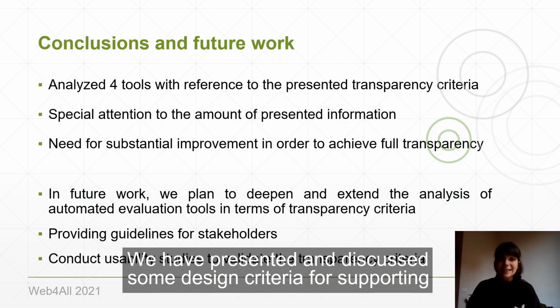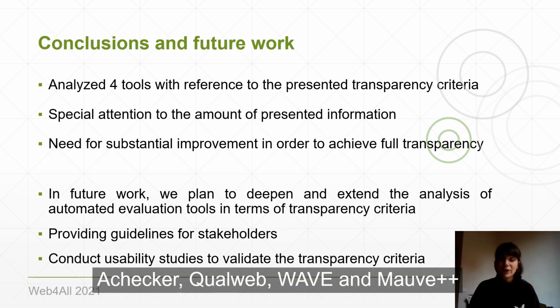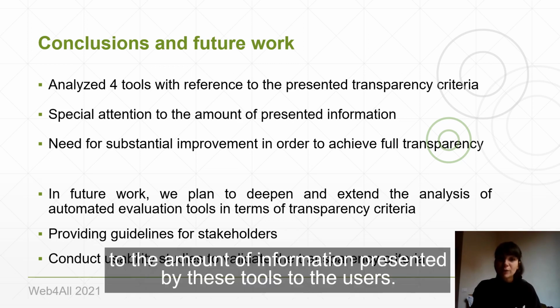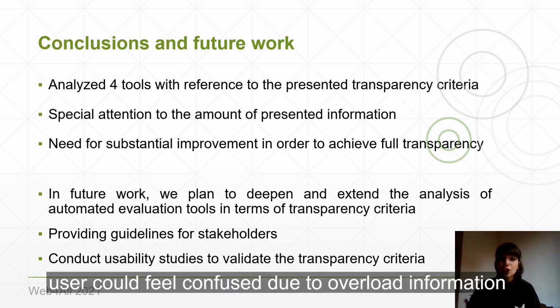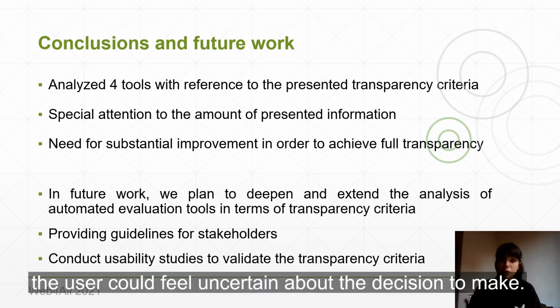We have presented and discussed some design criteria for supporting transparency in 4 accessibility validation tools: HAcker, QualWeb, Wave, and MAUI++. Developers of such accessibility tools should give special attention to the amount of information presented by the tool to the users. In fact, if the presented information is enormous and very detailed, users could feel confused due to information overload. On the other hand, if the amount of reported information is not sufficient, the user could feel uncertain about the decision to make.